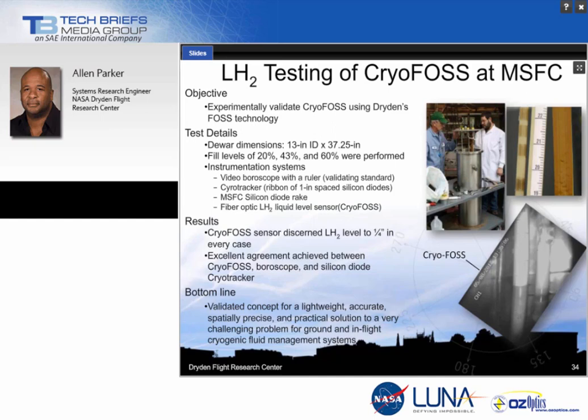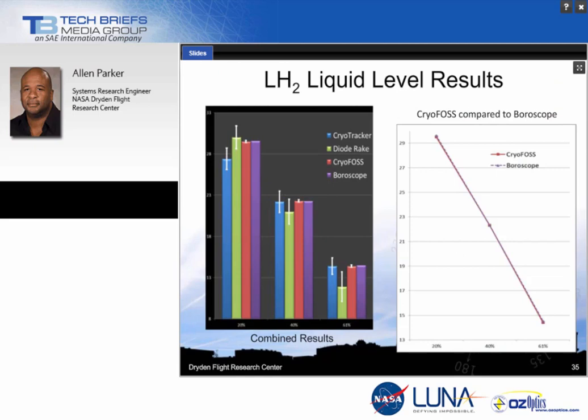And so we had these three different instruments located inside this dewar, and we performed multiple fill and drain procedures where we filled it to 20%, I think it was 40%, and then around 60% fill levels. And in doing so, we compared all four different techniques, the borescope ruler versus the CryoFOSS, which is the sensor that I've been referring to, along with the cryo tracker and the Marshall silicon diode rake. And the results are on the next slide.